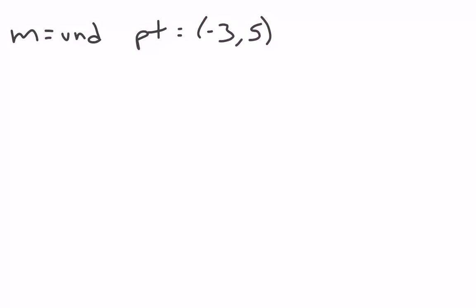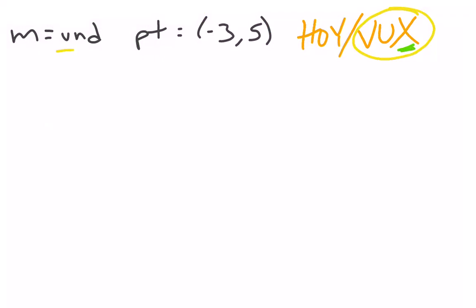Undefined. So undefined is one of my special slopes. So HOY VUX. Since it's a u, that means we're doing a VUX equation. What does the x stand for in VUX? It means my equation is just x equals a number. I wonder what number to do. Look, they gave me a point. What is the x value of my point? -3.